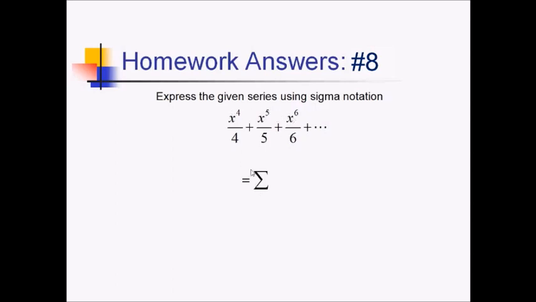So for this, I'm going to write x to the n over n as my summand, and now I just have to pick a lower limit of summation that gives me 4 in the beginning. How about n equals 4? Yeah, that'll work. And then we notice that there's this plus dot, dot, dot here, so this is actually an infinite series, meaning I'm going to make infinity my upper limit of summation.